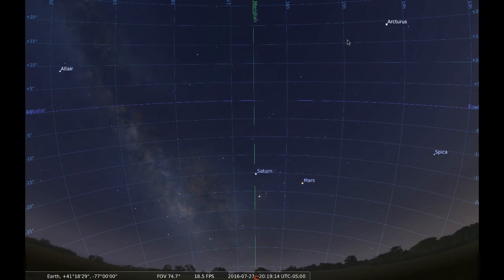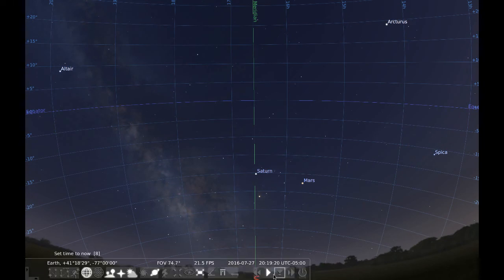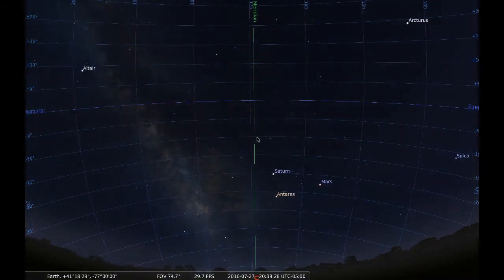So the reason that astronomers use hours of time to specify celestial longitude is because as time passes, let's speed time up, a factor of 10, factor of 100, factor of 1,000.